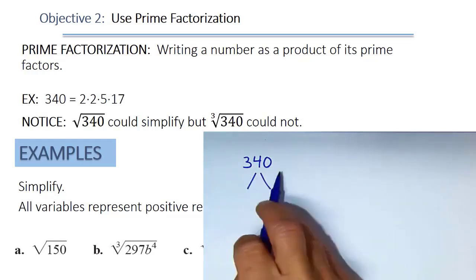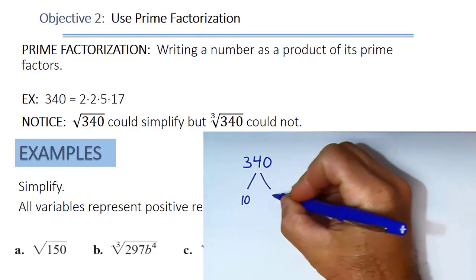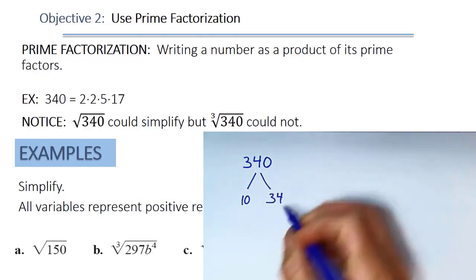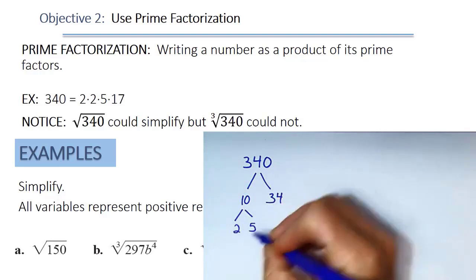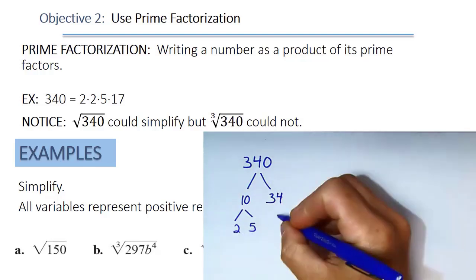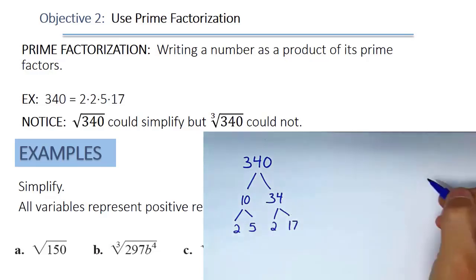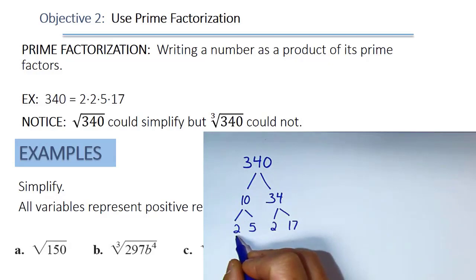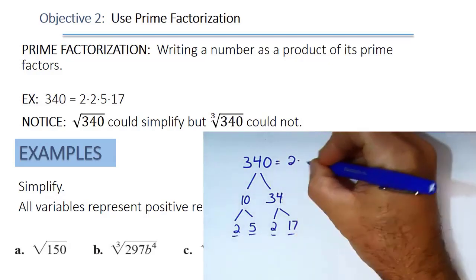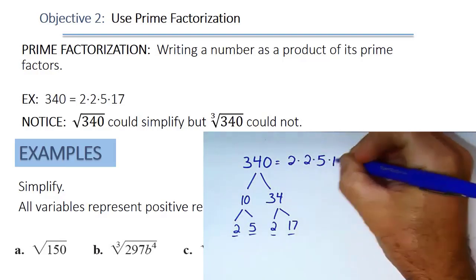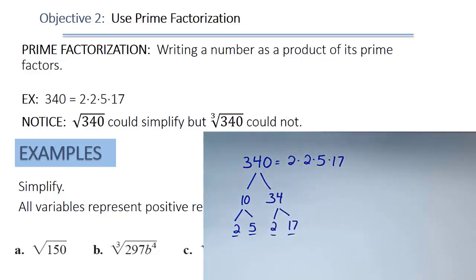So what are two numbers that we could multiply to get 340? Probably the easy one to spot is 10 times 34. Now we do the same thing with these. 10 breaks into 2 times 5, and those are both prime, so we can't go any further. And 34 breaks into 2 times 17, and those are both prime. So we can conclude then that 2 times 2 times 5 times 17 is the prime factorization for 340. That's the most we can break 340 down into factors.